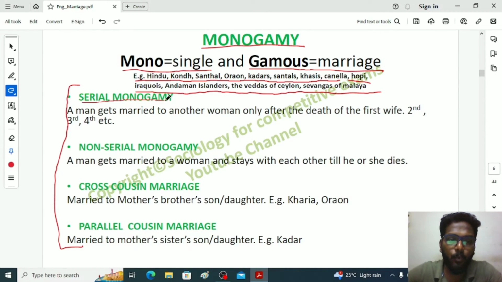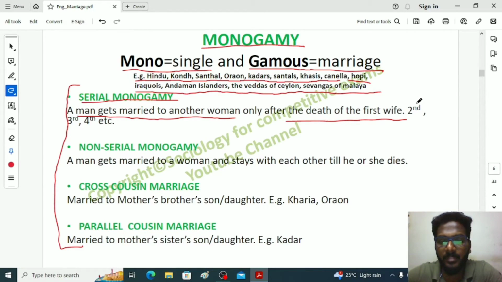First is serial monogamy. In this marriage, a man gets married to another woman only after the death of his first wife. If the second wife dies, he will marry a third woman. If the third wife dies, he will go for a fourth. It will continue until he dies. So this is called serial monogamy.